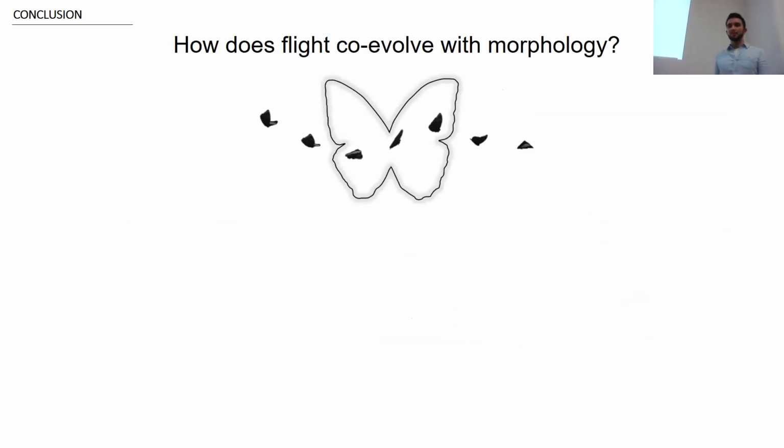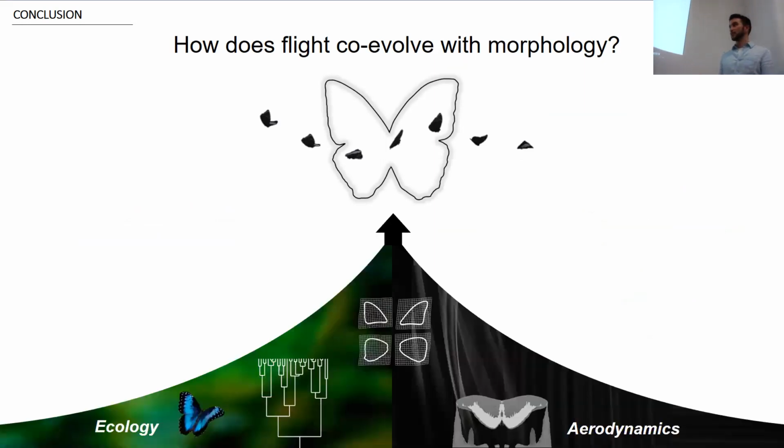And I think another important message emerging from my thesis as a whole is that to understand the evolution of complex phenotypes like flight, there is a great interest in combining different scientific fields. I could never investigate in such detail the effect of wing shape variation on flight without using aerodynamic modeling. But to understand how wing shape co-evolves with flight, knowledge about natural flight behavior is essential, and this can only be obtained with ecological study in the field.